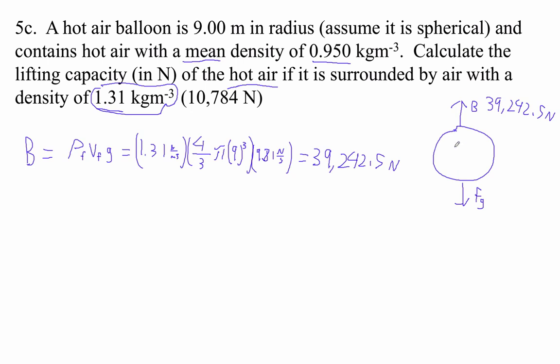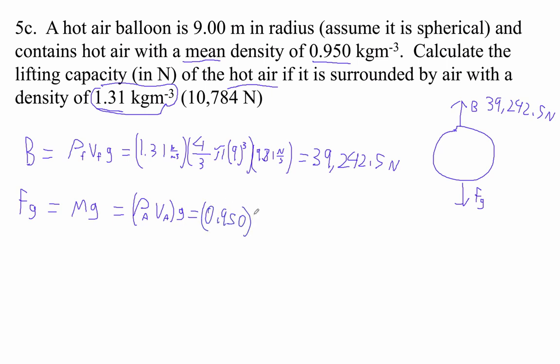So now we have to figure out the weight, the force of gravity. The force of gravity is going to be m times g. Well, what is the mass of all that air? The mass is going to be the density of the air times the volume of the air, times g. And if you look at this, the force of gravity looks very similar to the buoyant force. That's because it's the same calculation. The buoyant force is the weight of the air displaced. We're now figuring out the weight of the air inside, which is very similar, except the density will be different.